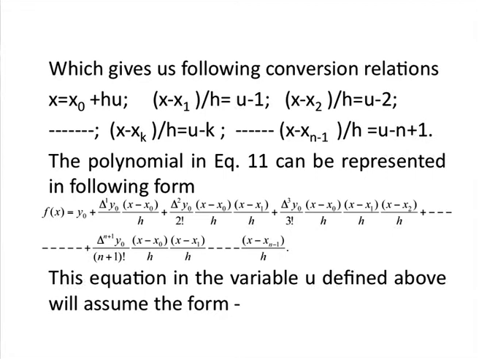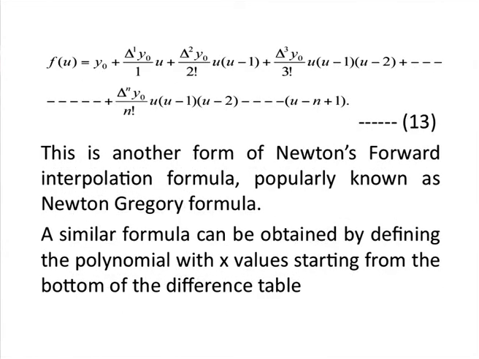So, doing this rearrangement of the variable, we will get a more simplified form for Newton's formula, and this is given in equation 13. So, Newton's formula for the new variable u is given in equation 13, and this is popularly known as the Newton-Gregory formula for forward interpolation. A similar formula can be obtained by defining the polynomial with x values starting from the bottom of the difference table.